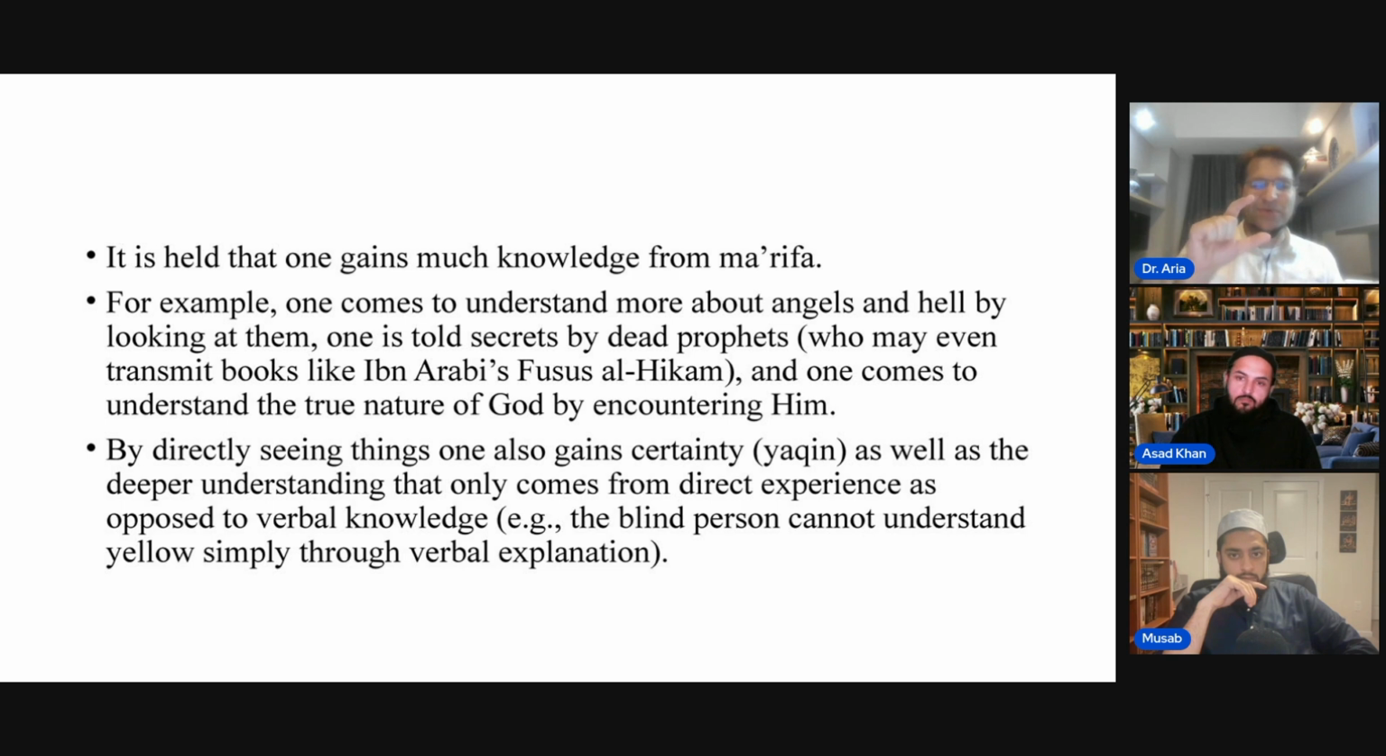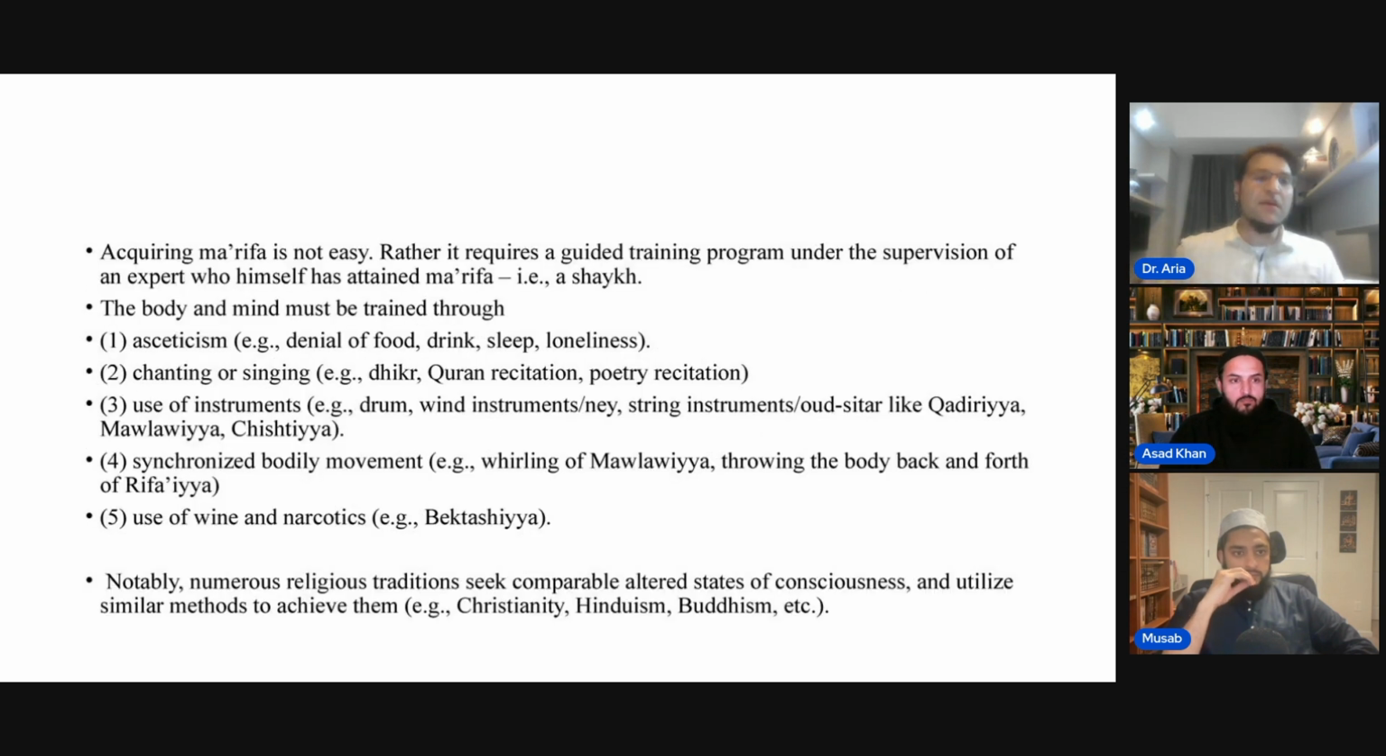This is like his spiritual autobiography, Al-Munqidh min al-Dalal, where he talks about these issues. So acquiring ma'rifa honestly is not that easy. Most people don't find it easy at all to have a fana-type experience or to have a vision.